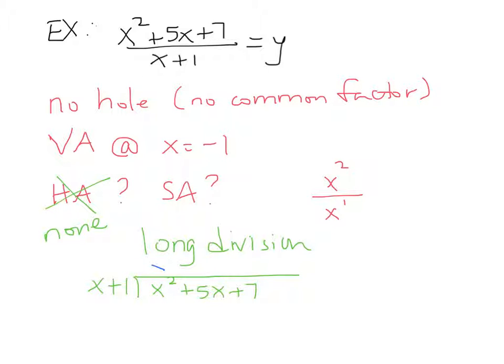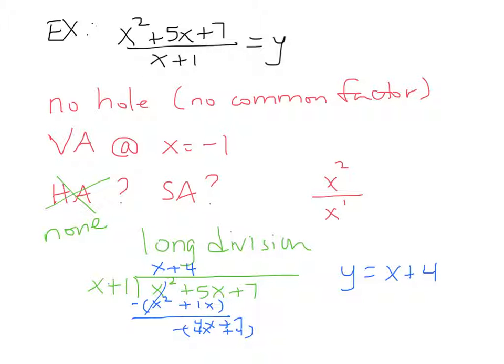I'm going to take x times x gives me x squared, x times 1 gives me 1x. I'm then going to subtract all of this. Those will drop out. I'll get 4x plus 7. That means that this must be plus 4, because I'll get 4x plus 4, and what's left over is just a remainder, and it's inconsequential, so my slant asymptote is y equals x plus 4. Once again, hopefully you remembered how to find all your asymptotes.